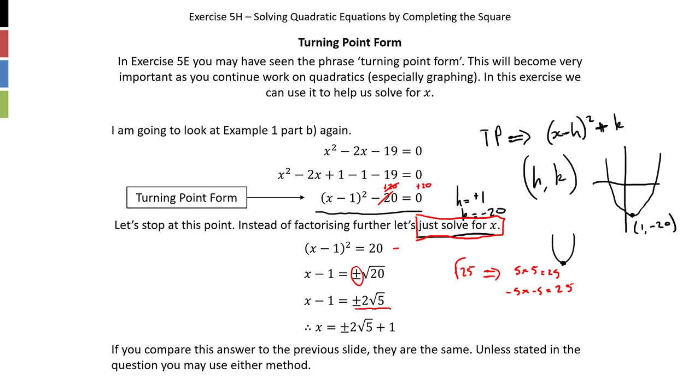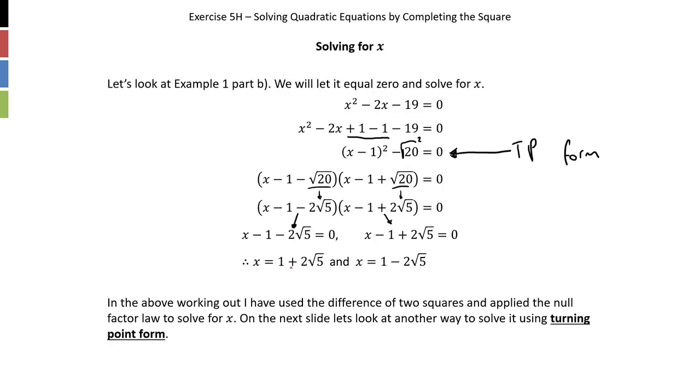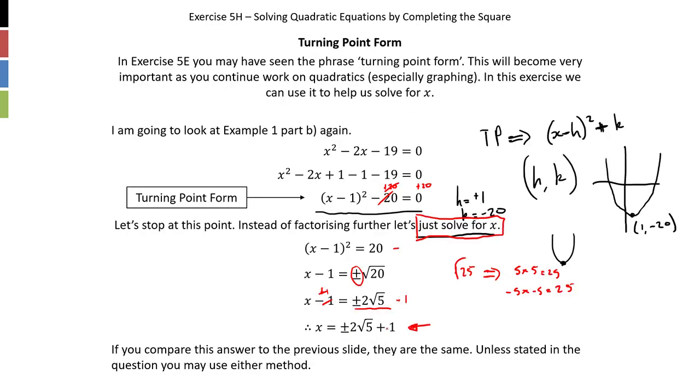Simplify the surd is what's going on here in this step. And then we take this negative 1, do the opposite. So plus 1, that cancels, and we get this solution here, which is the exact same as on the previous slide. We had 1 plus 2 root 5, or 1 minus 2 root 5.